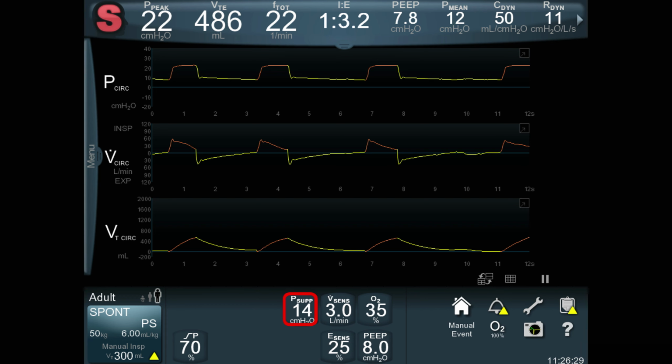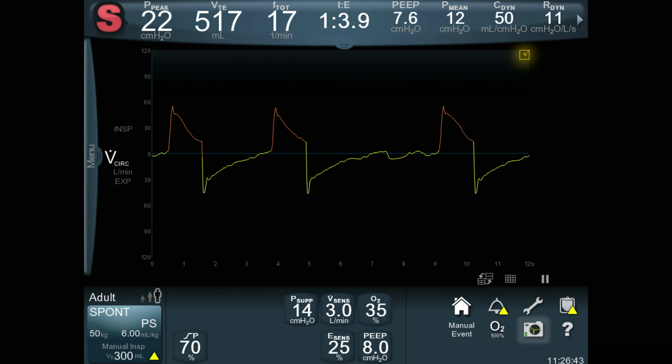In this tutorial, I want you to focus on the flow waveform. This is the flow waveform, and the number here in purple, this is the expiratory sensitivity. Let's just zoom in on this. The expiratory sensitivity is the mechanism by which the ventilator cycles to expiration during pressure support.